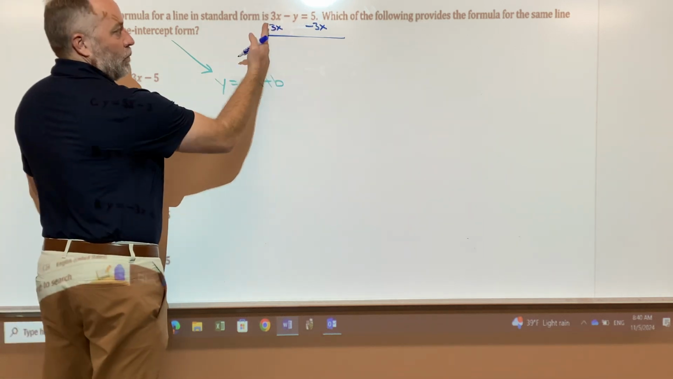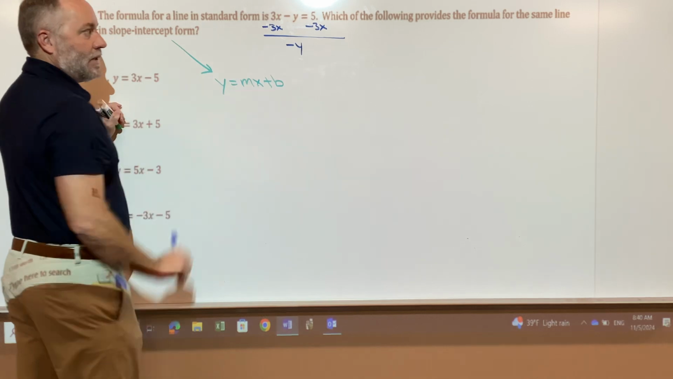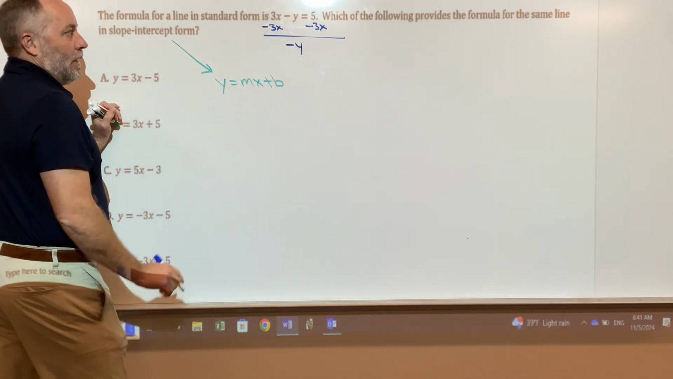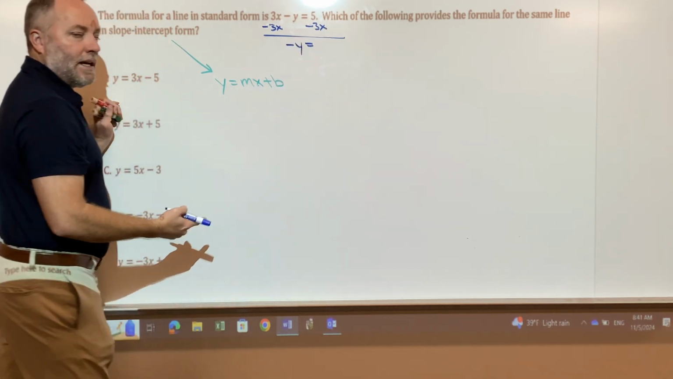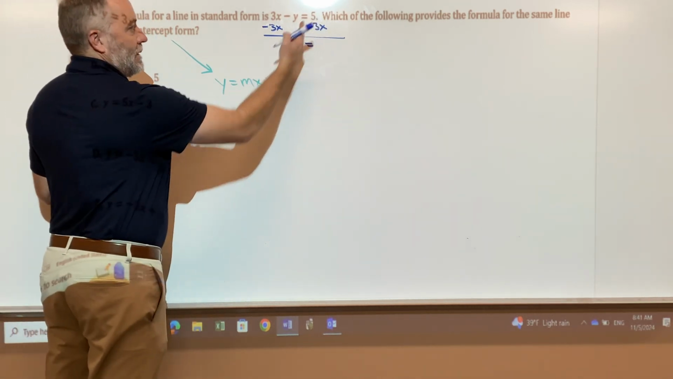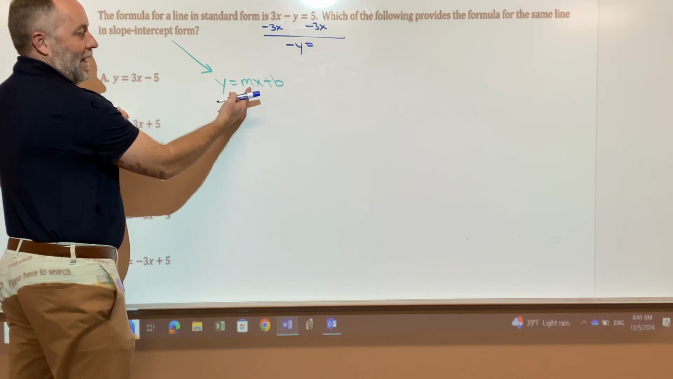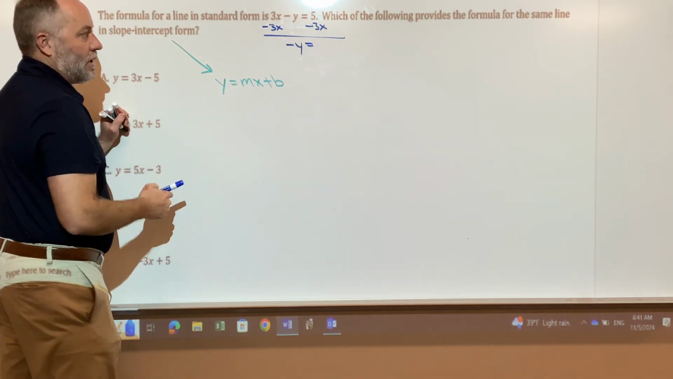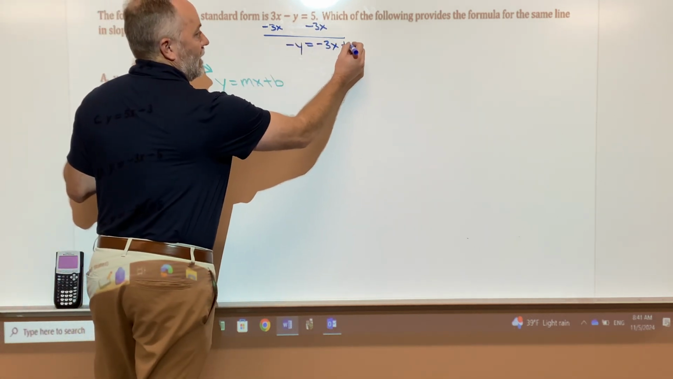That leaves us with negative y on the left. Don't lose that negative sign. Negative y on the left is equal to, and then I could write this as 5 minus 3x or negative 3x plus 5. Because I know in slope-intercept form that the x piece comes first, I'm just going to write that negative 3x first and then plus 5.